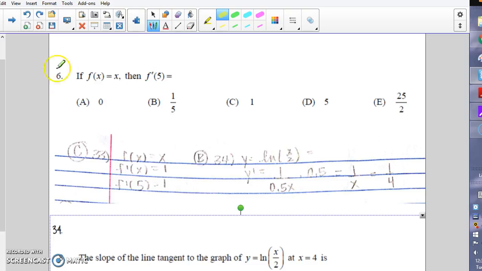33, which is this guy right here. Nothing too crazy. Derivative is 1. No matter where you are on the derivative, it's always going to be equal to 1. It's a nice linear function, so its derivative is a constant.